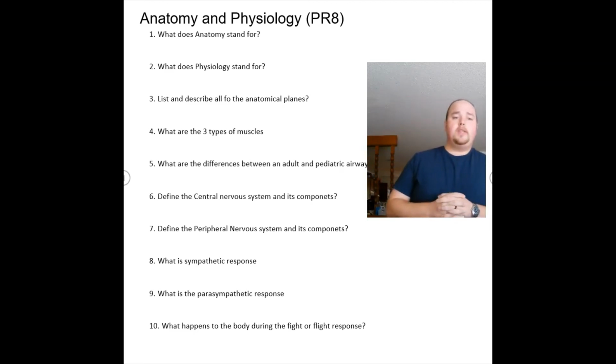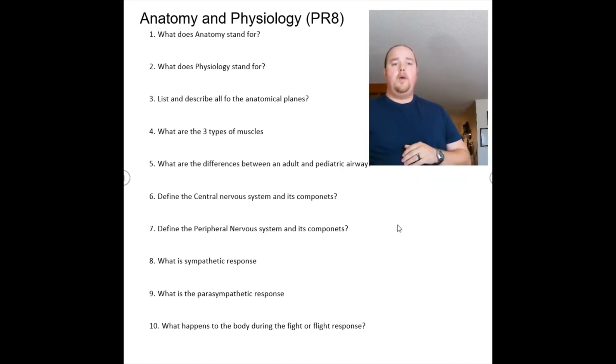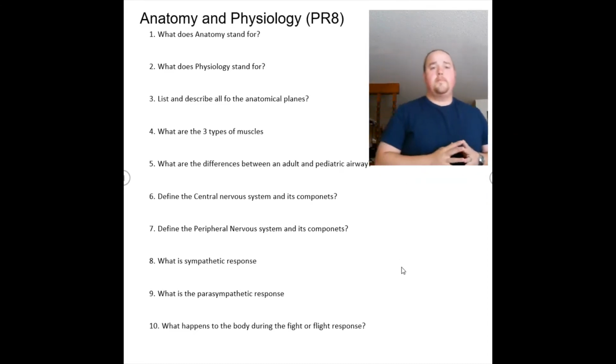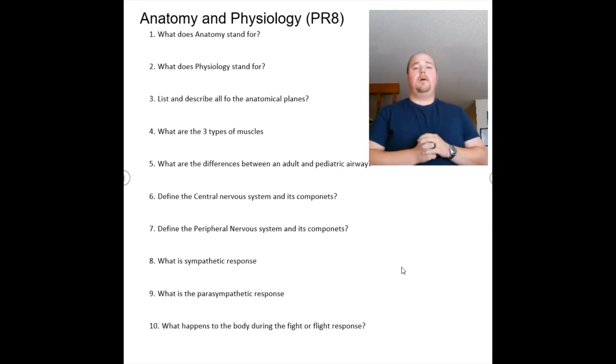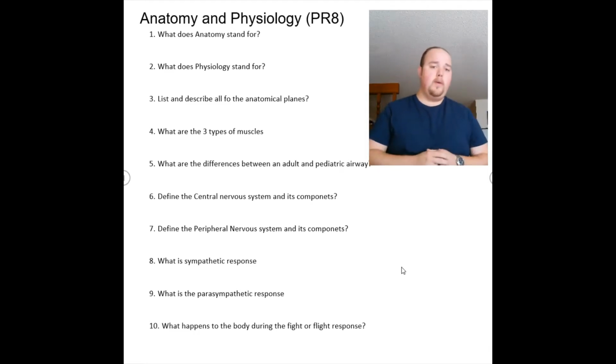There are differences with the adult and pediatric airway, and we need to understand those differences. Specifically, one of the big differences is the tongue. The tongue is the most common airway obstruction, and in a pediatric airway, the tongue is much larger than in the adult airway, but it's still a common airway obstruction.